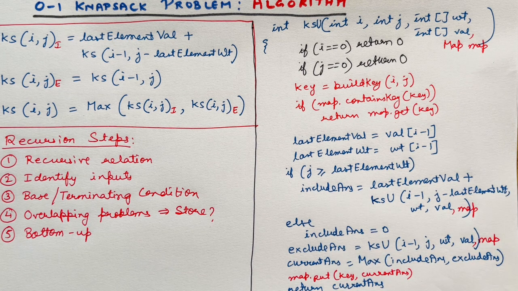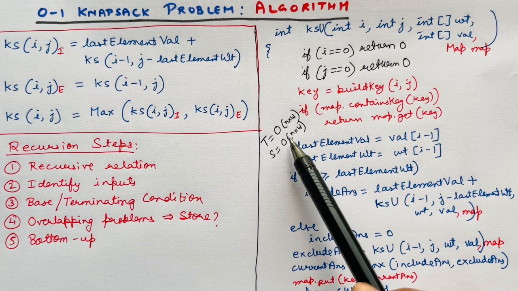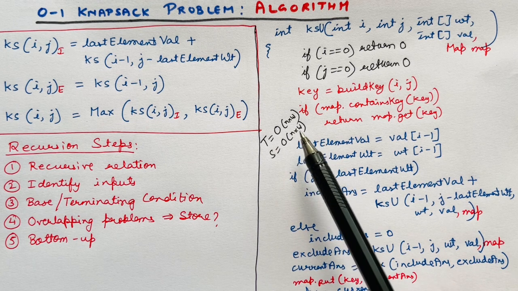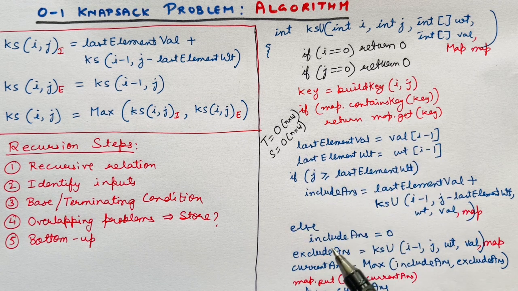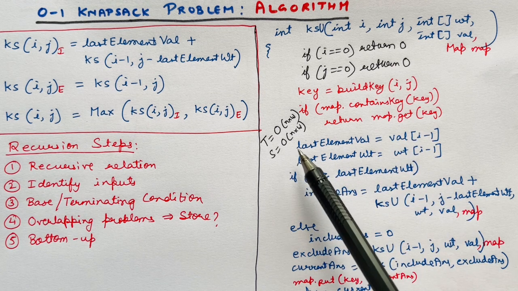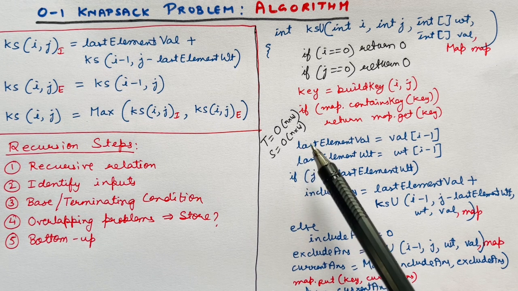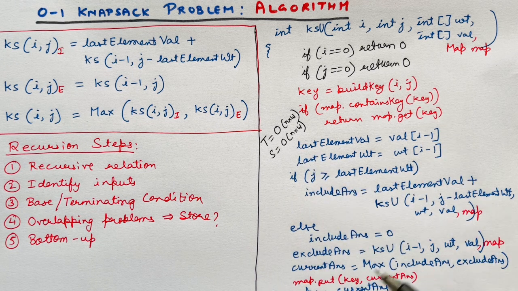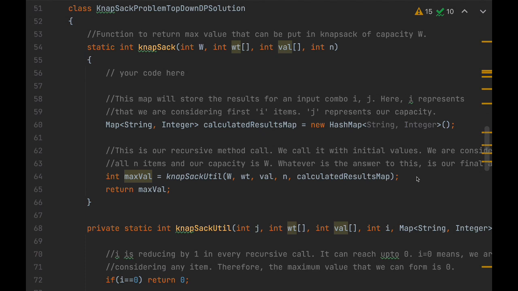And now this completes our algorithm for top-down dynamic programming approach. Now what will be the time complexity for this algorithm? The time complexity will be of the order of n into w. Why? Because for every combination of n and w, we are calculating the answer once. And similarly, space complexity will also be equal to big O of n into w because we are storing the results for these many combinations. Let us now see a working code for the same algorithm that we just discussed. You can also find the link to this code in the description.